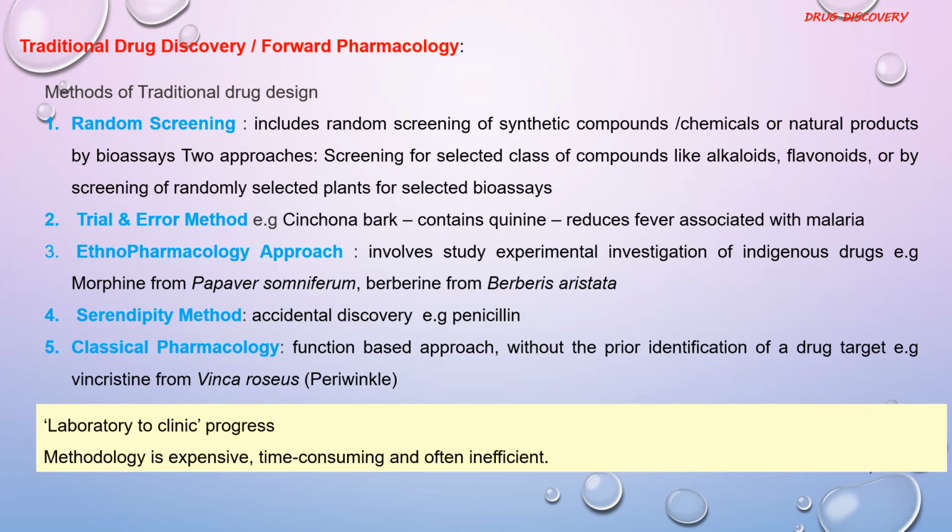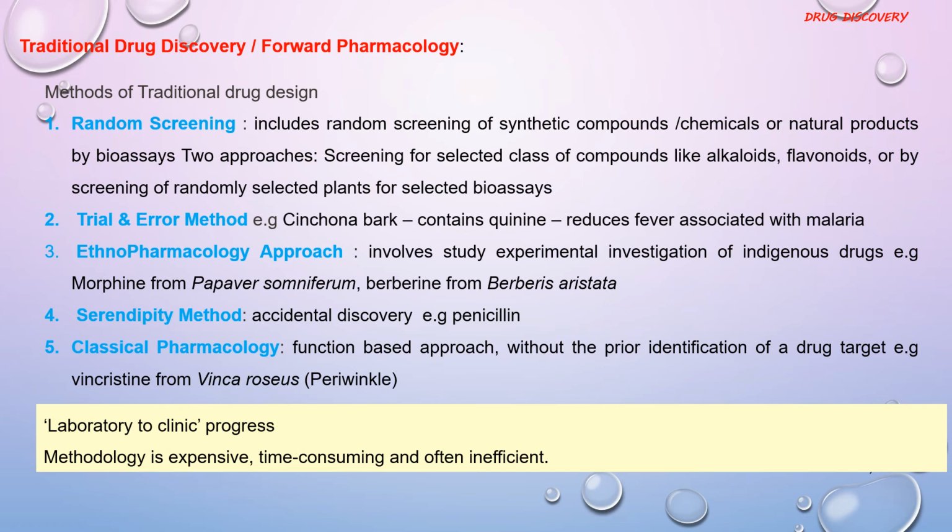Serendipity method. It means accidental discovery. Example, penicillin as an antibiotic was accidentally discovered by Alexander Fleming. Classical pharmacology. In this method, the drug is identified based upon function. No prior identification of the drug target is there. Example, vincristine from periwinkle plant. Here, the method is lab to clinic. That is why it is known as forward pharmacology.